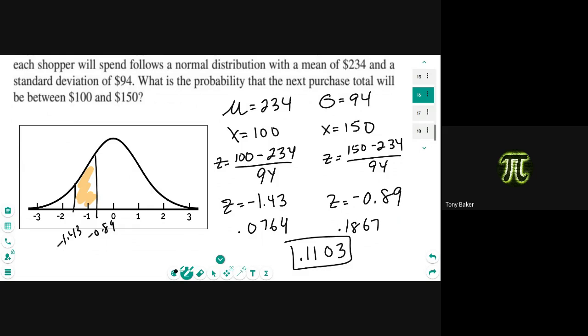So at the very beginning of class, I gave you some very specific information about the heights of males. Okay? How many males are going to hit their head on the door? What percentage of males will hit their head on the door?